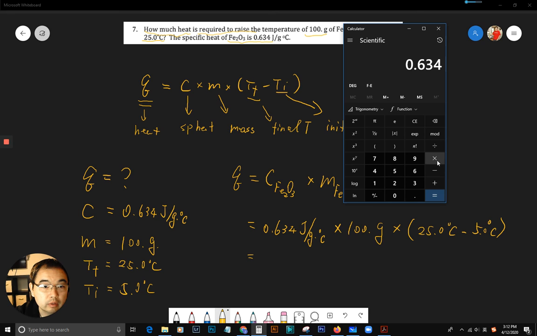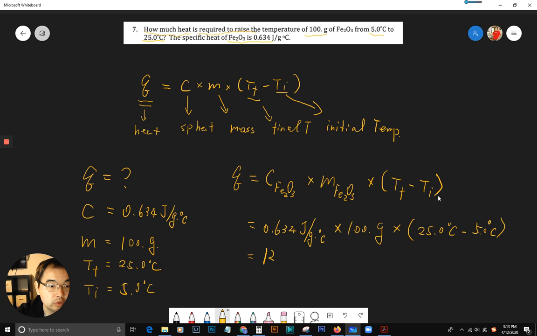0.634 times 100 times parenthesis 25.0 minus 5.0 parenthesis, enter. So that equals 1268. That's in joule. The unit is joule. So this is the energy we required.